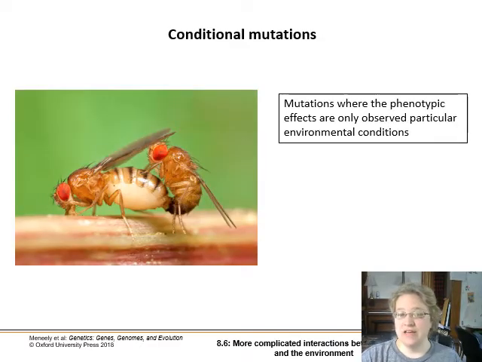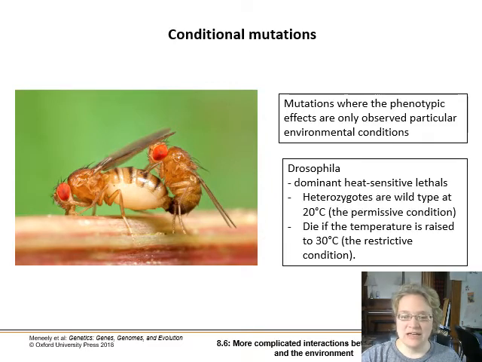For example, not all mutations are visible at all times. There are mutations called conditional, where the phenotype will only show under certain environmental conditions, like temperature, which is a big one. So there's a heat-sensitive lethal mutation where heterozygotes are basically fine. If you have one copy of this gene, you are fine as long as the temperature never goes up to 30 degrees Celsius. You can live, breed, die, never knowing that you have this condition, but as soon as the heat goes up, you all die, okay?